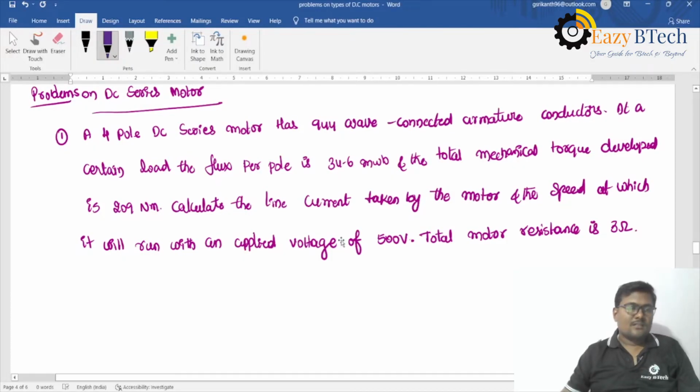In the previous lecture, we solved the problems on DC shunt motor. In this lecture, we will solve the problems on DC series motor.